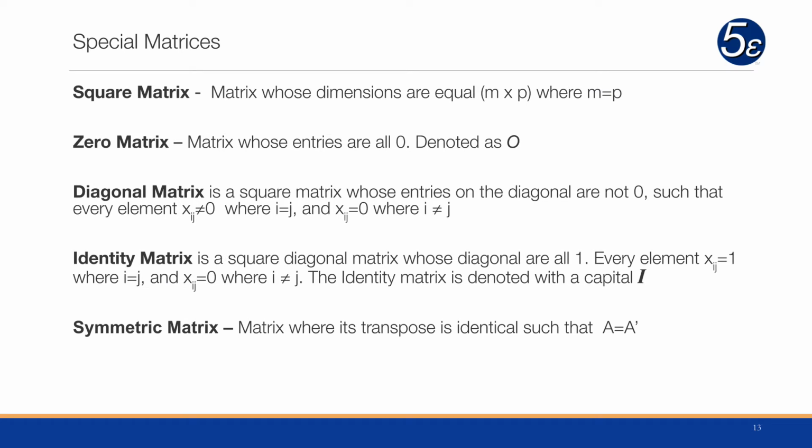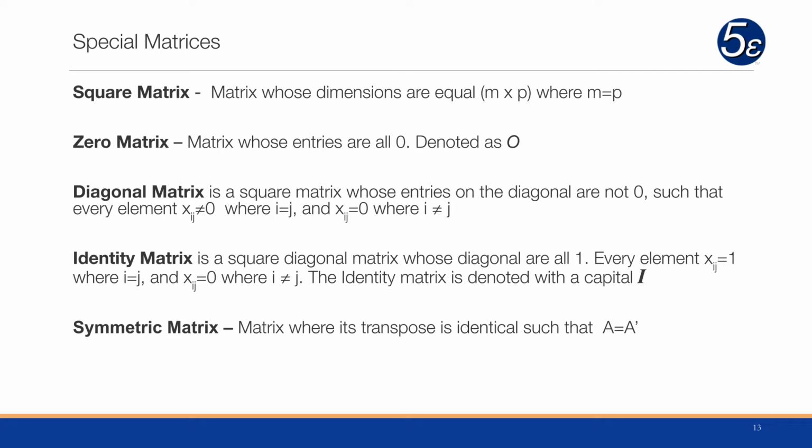Now we have some special matrices that we need to account for. A square matrix is one whose dimensions are equal. So we have a matrix M by P, where M is equal to P. So this would be like a 2 by 2 matrix, a 3 by 3 matrix. It forms a perfect square.